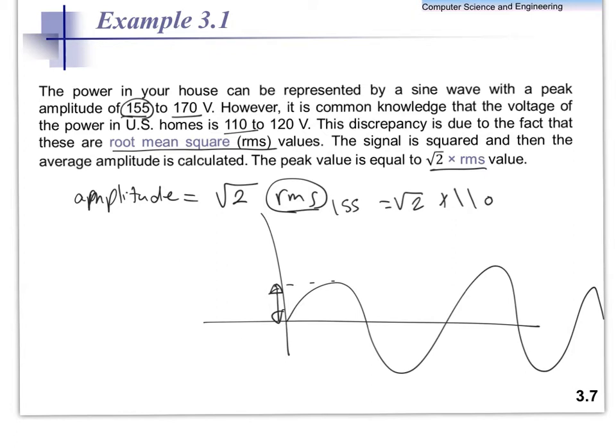So usually we refer to any sine wave with its amplitude, but in practice, people usually refer to the power itself with the RMS value, not the amplitude. Okay, so when we hear 110, this is the RMS value. It's not the absolute amplitude of the sine wave of the AC power. If you want to get the actual amplitude, then you multiply by square root of 2. Very simple. Okay.